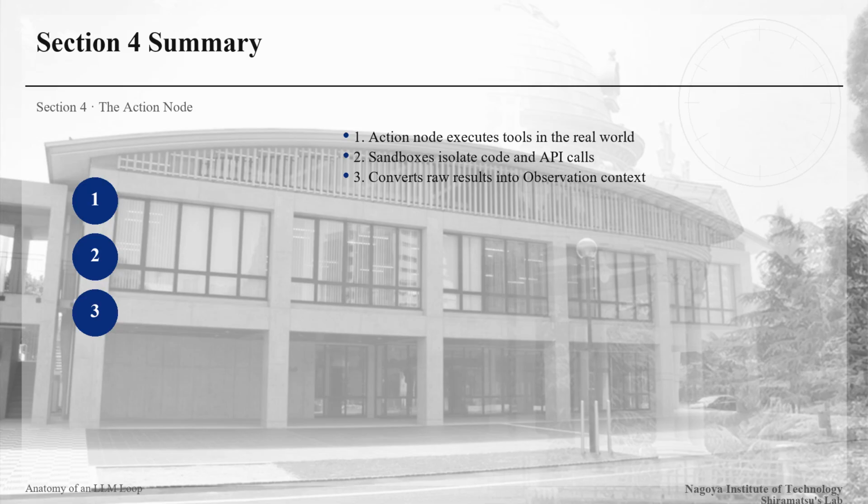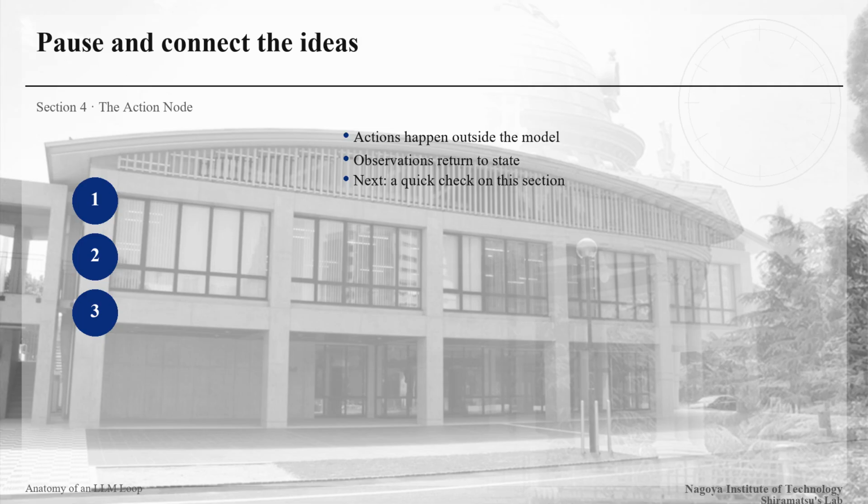Section 4 Takeaways. The action node executes tools, sandboxes isolate risk, and results become observations. Pause here. Actions happen outside the model, and observations return to state. Now, the quick check.